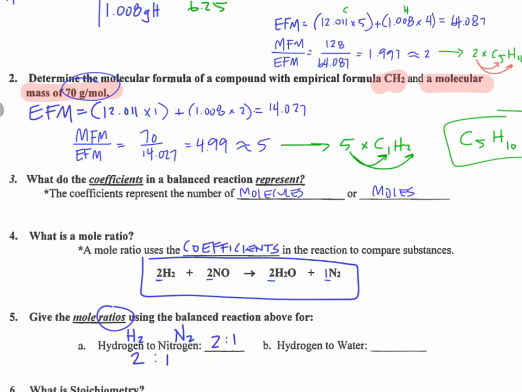Looking at hydrogen to water. So hydrogen has a coefficient of 2. Water has a coefficient of 2. So let's see here, H2O. So I got 2 to 2, which reduces to 1 to 1.